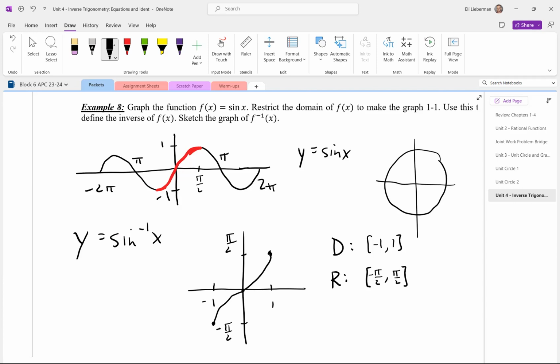From the unit circle, -pi/2 is over here, so it literally goes from -pi/2 to pi/2. Right, so this is quadrants 1 and 4, the right side. The information comes from the angles that we know about. Okay.